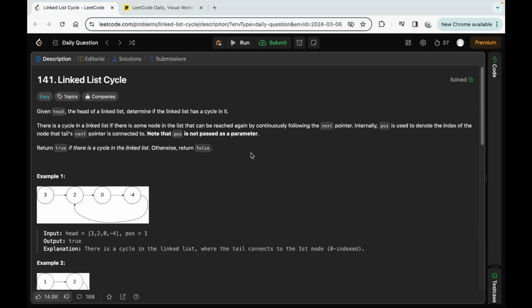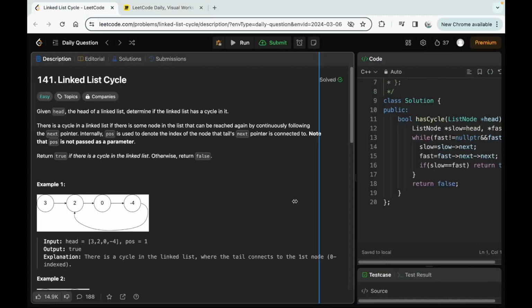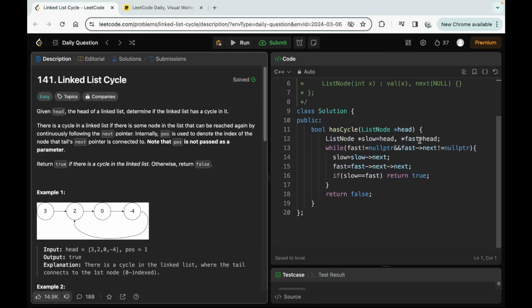So let us now go ahead and look at the code. Now see, the code is this. This is pretty easy. You take a slow pointer and a fast pointer, both pointing at head, and you have this condition inside the while loop: either your fast pointer becomes null or your fast of next becomes null. And keep moving the slow pointer by 1 unit. Keep moving the fast pointer by 2 units, that is next of next. And in case slow and fast become equal, that means you have to return true.